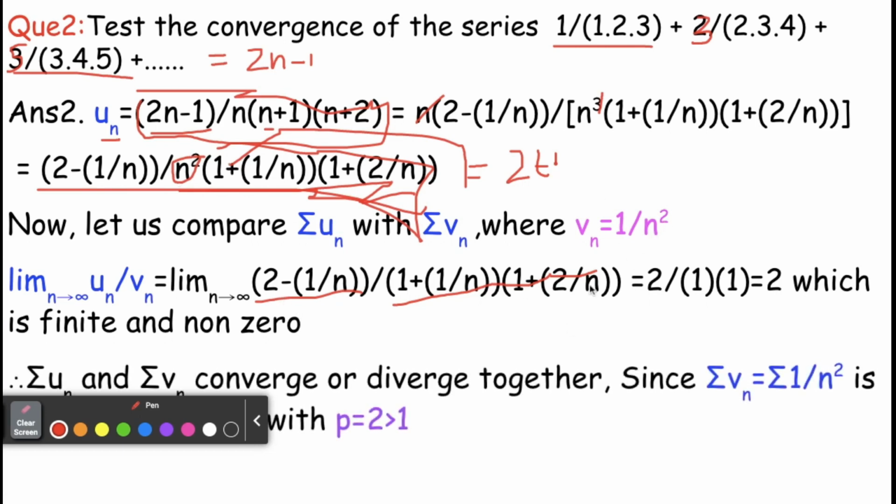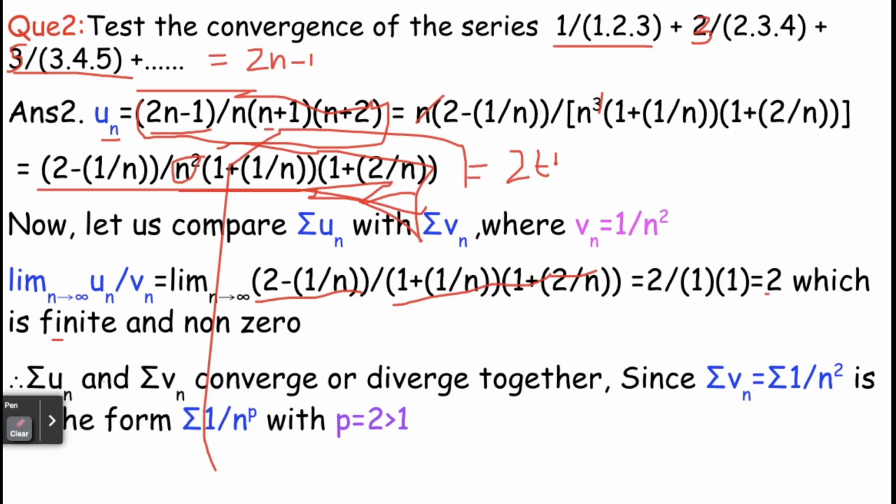Now if we put n raised to power infinity, we know that, using this, this is finite and non-zero. Because as n approaches infinity, we get 2 minus 0 equals 2, and in the denominator we get 1 plus 0 into 1 plus 0. So that's 1 into 1, and we get 2. So this is finite and non-zero.